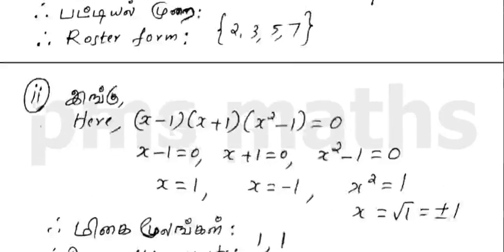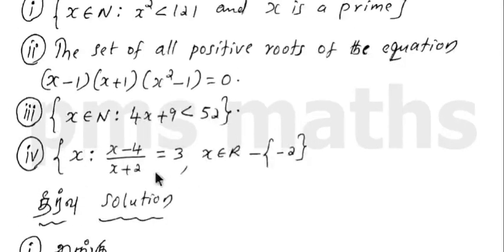Then fourth one. Fourth one is, here also we have to find the x, such that (x minus 4) divided by (x plus 2) is equal to 3. x belongs to R. R means set of all real numbers, minus the set {minus 2}. Here, take this equation. This is equation. Take this equation to get the values of x. Then write this set. That's all.